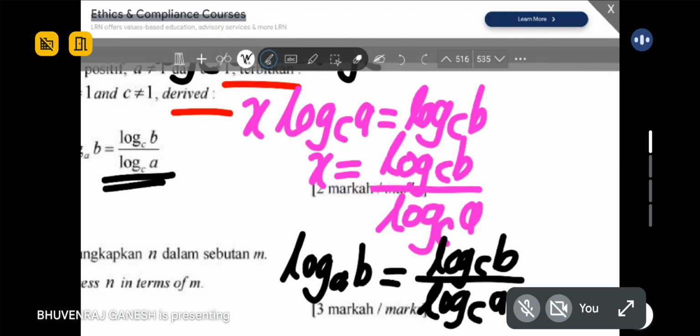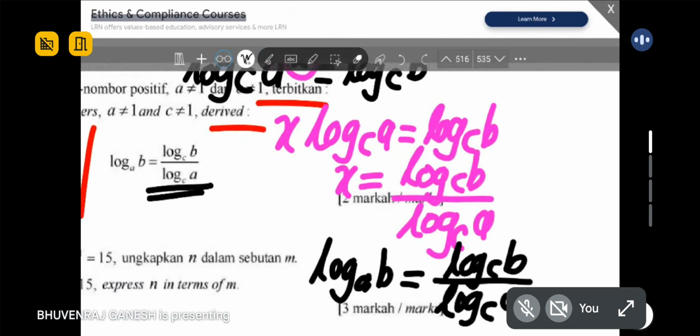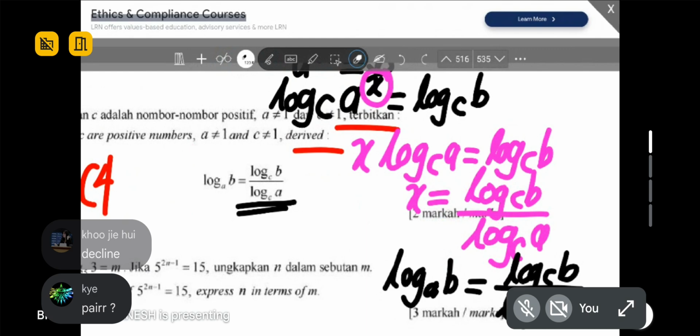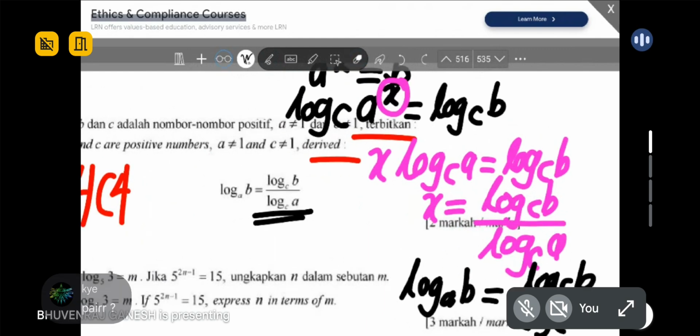Jie Hui, what do you mean by pair with me? I don't understand. Oh, I never tried this feature yet, so I don't know whether I should accept or decline. Never mind lah, I think it's a mistake. Okay, so decline. All right.